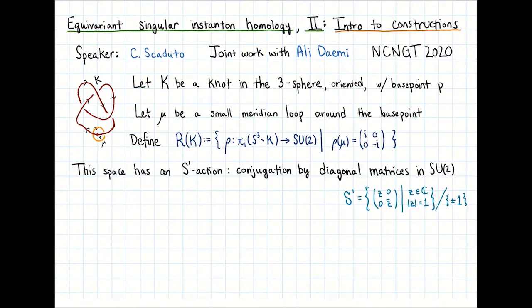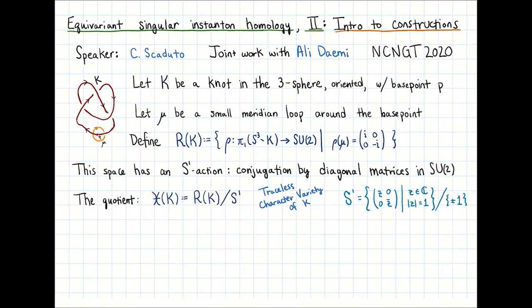So this space has a circle action. You can conjugate any of those representations by a diagonal matrix in SU2, and you preserve that condition on the meridian. I should point out that the center of SU2, which is plus or minus the identity, acts trivially on everything here, so we always assume we've already modded out by it. If you take the quotient of this representation space R of K by this circle action, you get the traceless SU2 character variety of the knot.